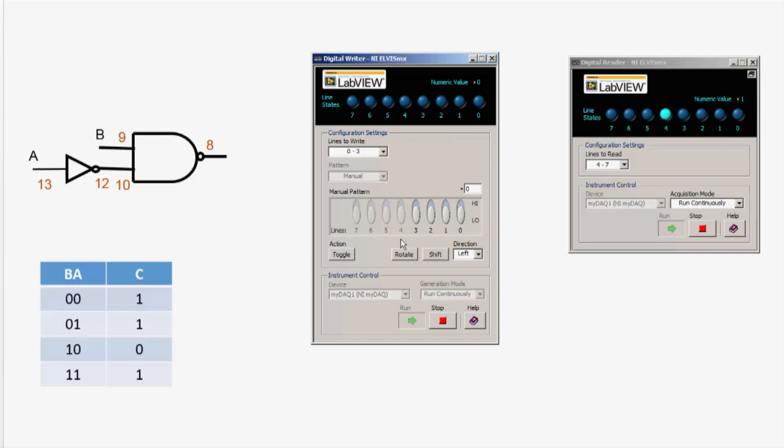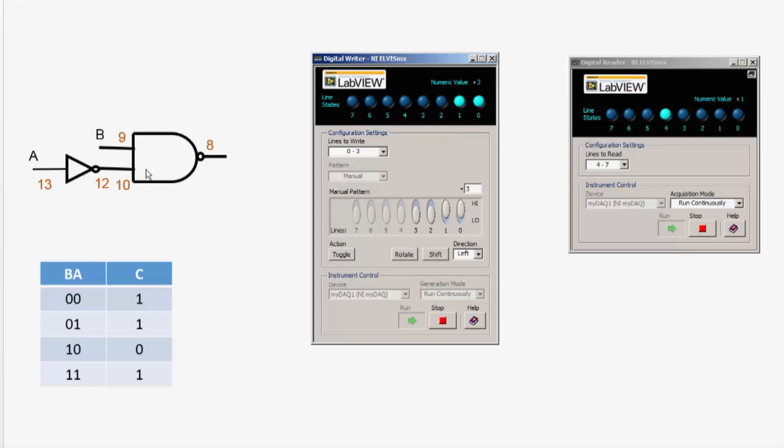So then we go to 0, 1. Let me convert this to 1. I still get a 1 output. If I go to 1, 0, so I've got a 1, 0, and my light goes out, so it's a 0. If I go to 1, 1, my light pops back on, and it's a 1.